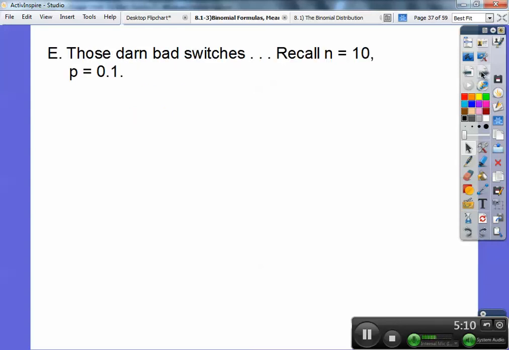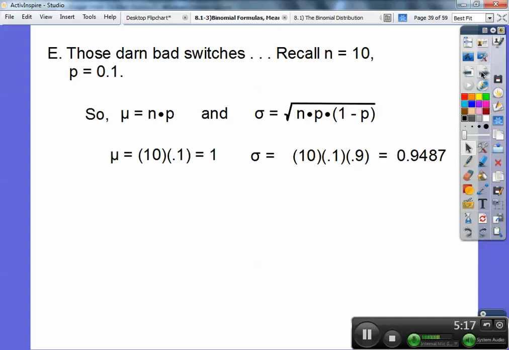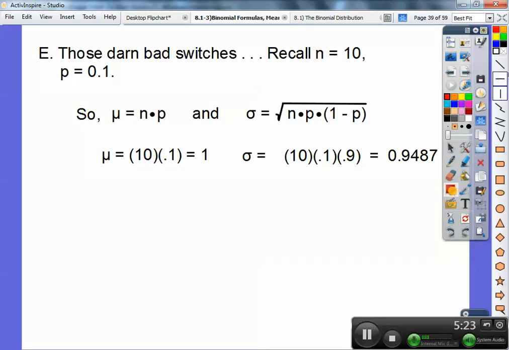All right, so those darn bad switches. Recall, n equals 10 and p equals 0.1. So the mean, you guys, is going to be 10 times 0.1, and for the standard deviation, whoops, there should be a square root right there. Sorry, I didn't put that in there. Let me do that real quick. I probably don't have the right color. Rats. All right, so there's a square root right there. Okay, groovy.